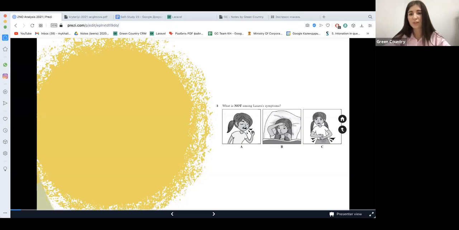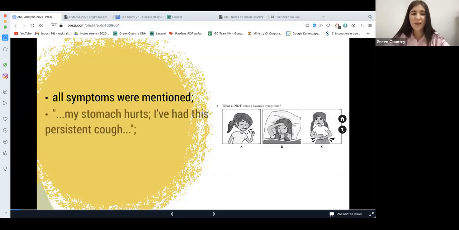So what is your idea? What can be the correct answer right here? Okay, great. Yeah, you're right. No high temperature. This is the key phrase in the whole audio. Also, here all symptoms were mentioned. The girl mentioned that she has a stomachache, that she is also coughing currently. But then the administrator said that she has no high temperature. So it means that Laura doesn't feel this symptom. You're right, it's option B.